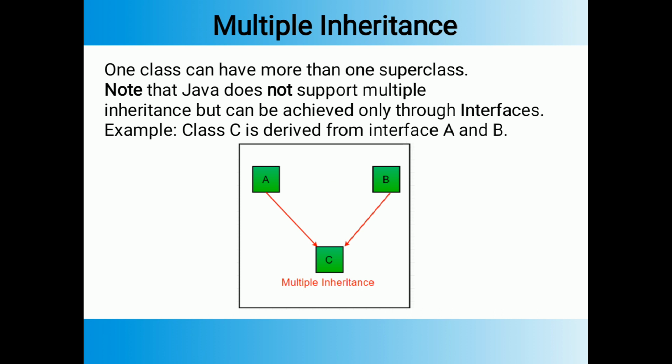Multiple inheritance. When one class can have more than one superclass, then it is called multiple inheritance. Java does not support multiple inheritance, but the concept of multiple inheritance can be achieved through interfaces. Here, class C is derived from the interfaces A and B.